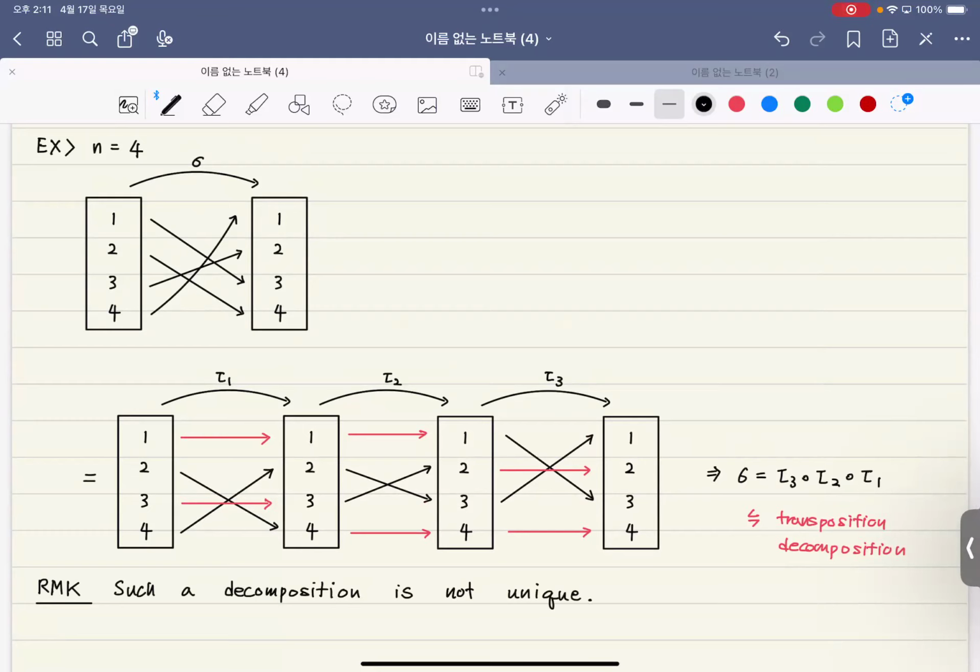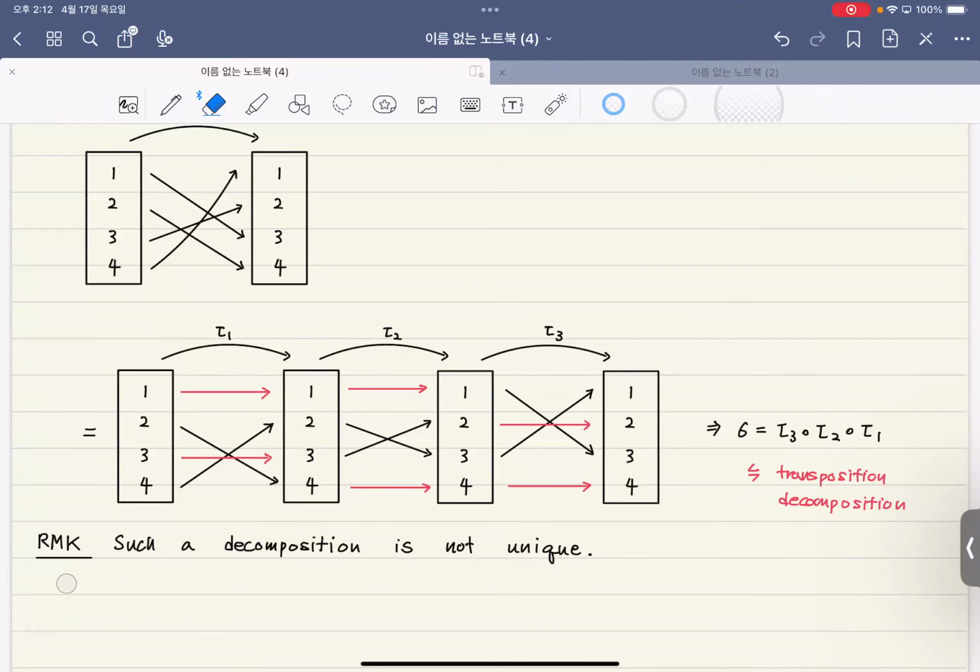Such a decomposition is not unique. What does it mean? For any given n permutation sigma, I try to decompose it into compositions of these very special transpositions. However, if you spend enough time and effort, you can find a completely different set of transpositions which compose into exactly the same permutation. So such a decomposition is not unique.